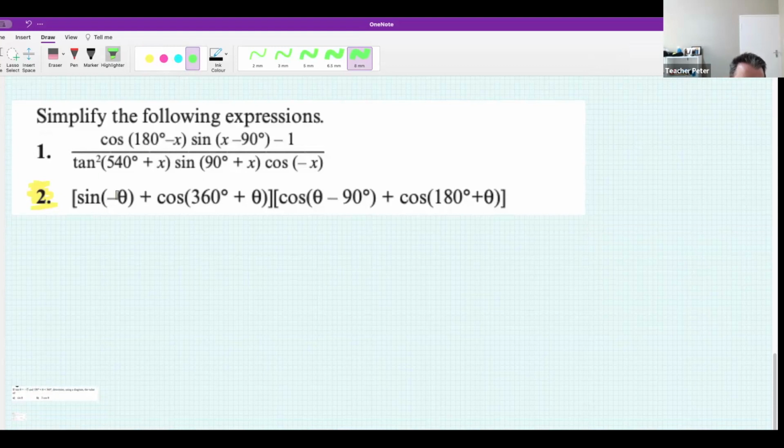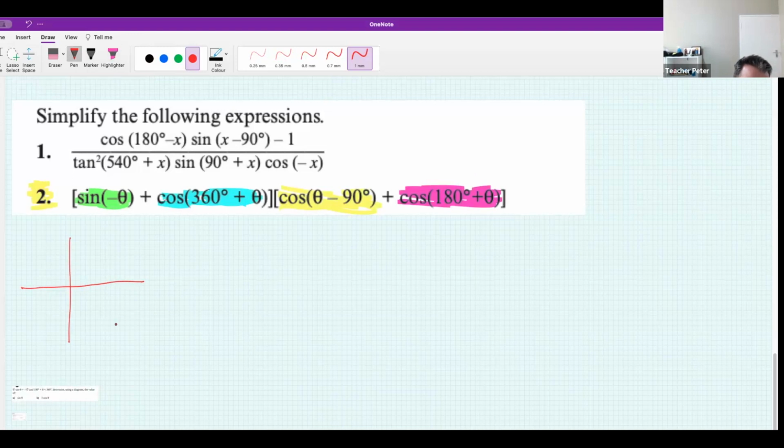So when you do this one, you really are breaking it up into lots of little questions. So can you do that one? Can you do that one? Can you do that one? And what you want to think about is a CAST diagram.